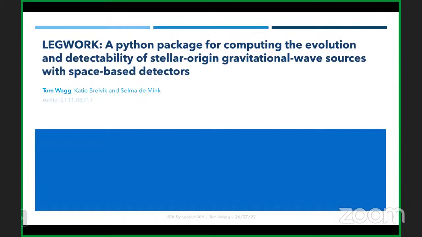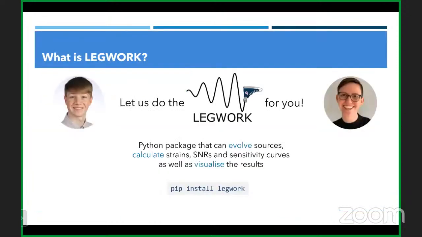Talking about Legwork, this is a Python package I've made with Katie Breivik, and Selma's done some supervision as well. So what is it? The idea is that you can sit back and relax a bit and let us do the legwork for you. Legwork is the LISA Evolution Gravitational Wave Orbit Kit, convoluted acronym as ever. It's a Python package that can evolve sources in terms of their orbital evolution. It can calculate gravitational wave strains, calculate SNRs, sensitivity curves, and then it visualizes the results as well if you like. And it should be super easy to install. All you have to do is pip install legwork.